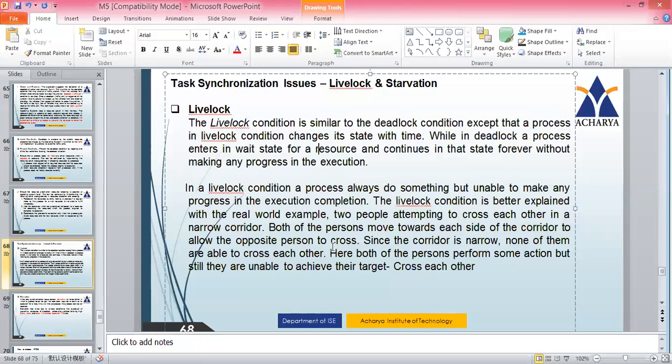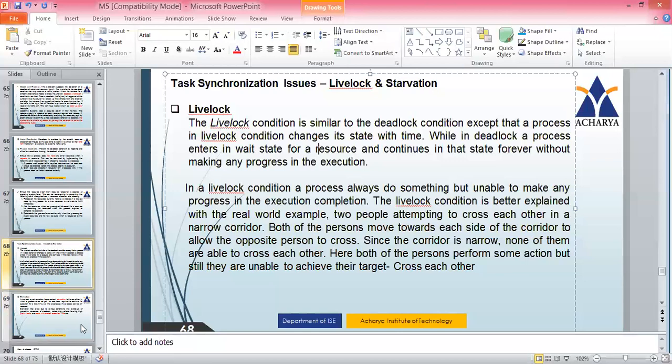The first state is that both the buses know they can't cross, so they will stop. In the second case, both the buses will try their level best to cross by doing some adjustments, moving to the other end. But somewhere they will come to one position where they cannot proceed further, and again it will stop. Here also, in a livelock condition, the process cannot complete its execution. It gets stuck at some point of time, but it changes states.